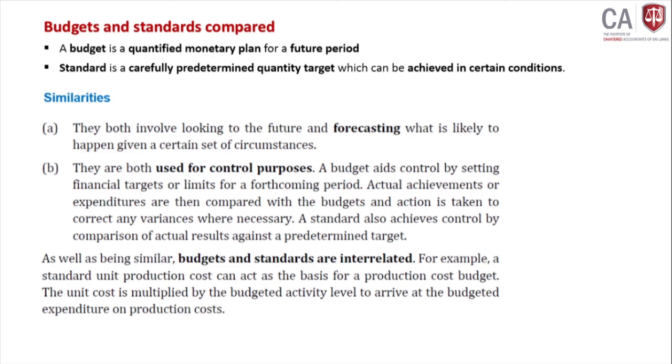This is important. A budget is a quantifiable monetary plan for a future period. A budget means we quantify the results for a future period: sales can be this much, production should be this much, material we will have to use this much, overhead this much. That is a quantifiable monetary plan for the future. Standard is also future: it's a predetermined quantity target that can be achieved under certain conditions. That is a predetermined estimation that you will also use to evaluate the future. So both are future focused. These are the similarities.